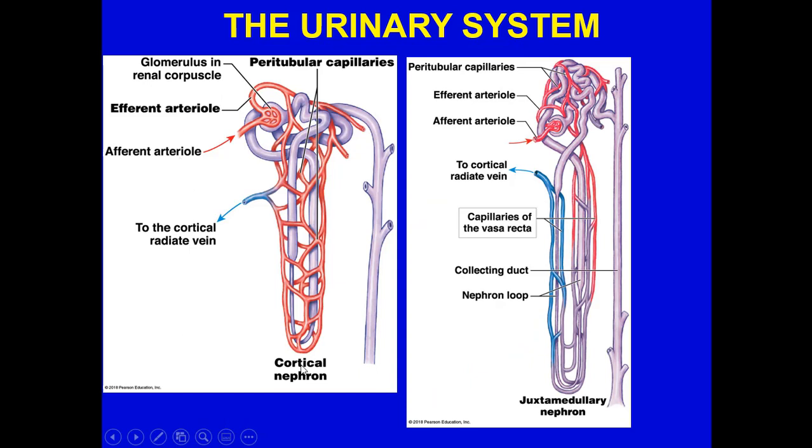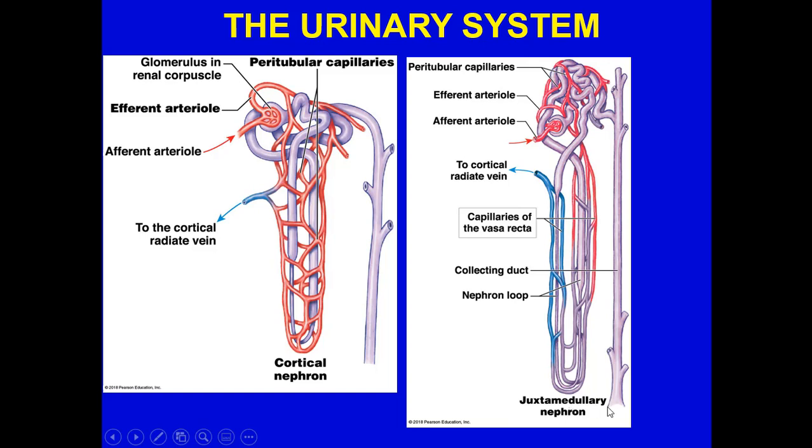But here's the trick. If it's a cortical nephron, look at the pattern of how the blood flows. Afferent, then you have the glomerulus in the renal corpuscle, then leave the efferent. Efferent always leaves. Afferent always comes toward it, just like the afferent nerves and the efferent nerves, okay? Now, the efferent arteriole delivers blood again, and you'll notice that it goes around into what they call the peritubular, surrounding the tubule, down and then back up and then out to the cortical radiate vein.